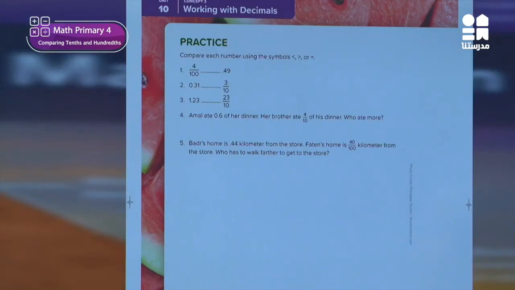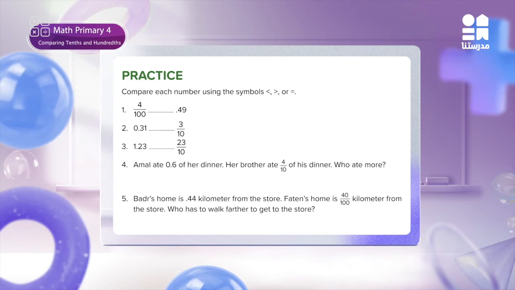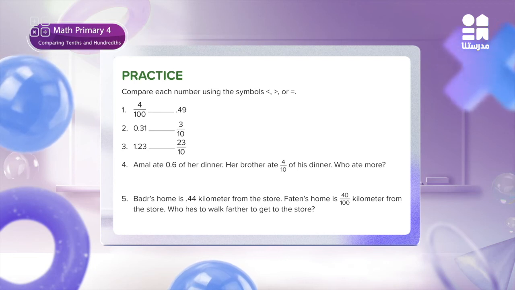Okay, here in problem number 4, as you see it, problem number 4 tells me that Amal ate 6/10 of her food. Okay, and her brother ate 4/10 of his food. We want to know who ate more. Who ate more than the other? Let's write the two fractions as decimals so we can compare between them.